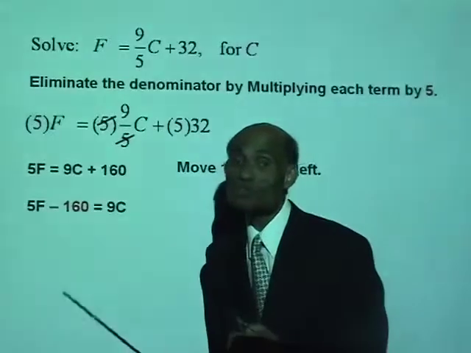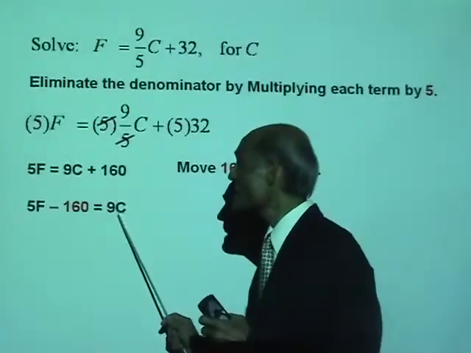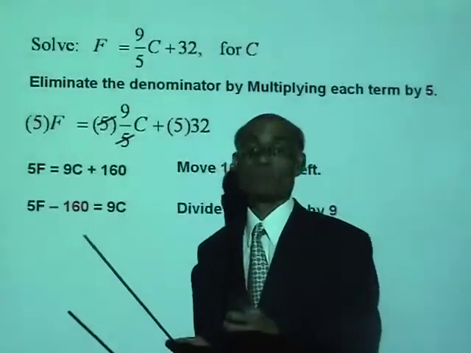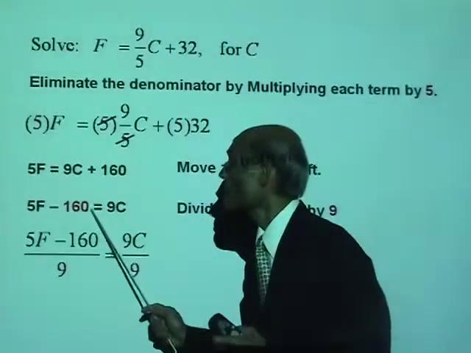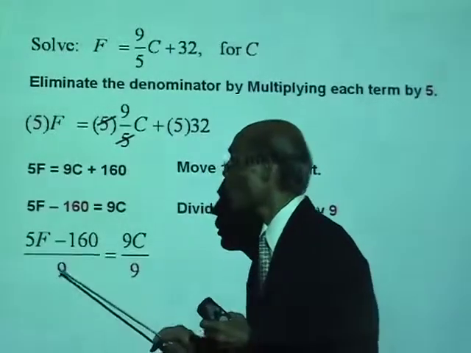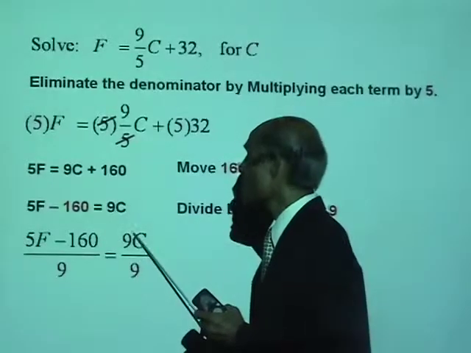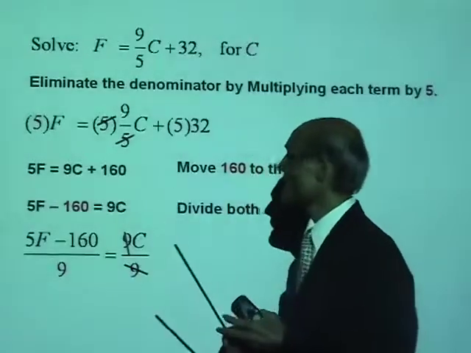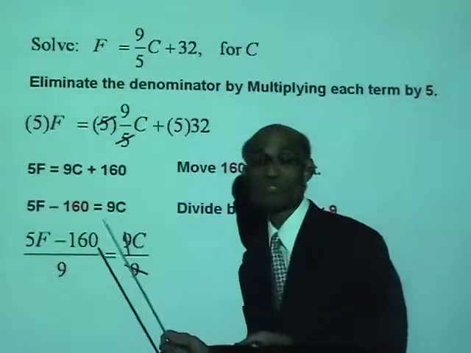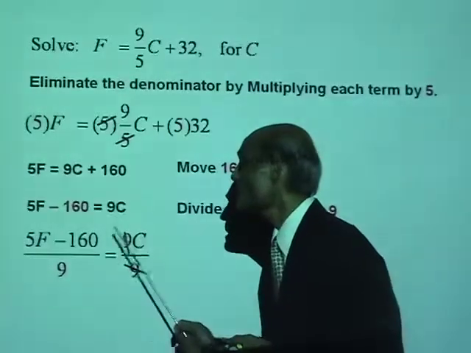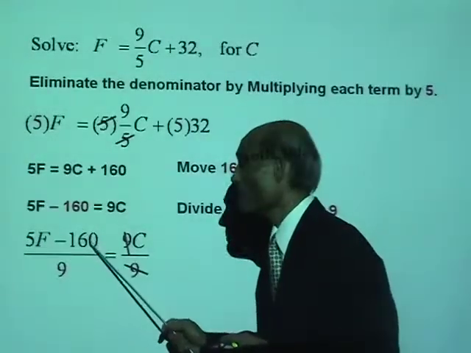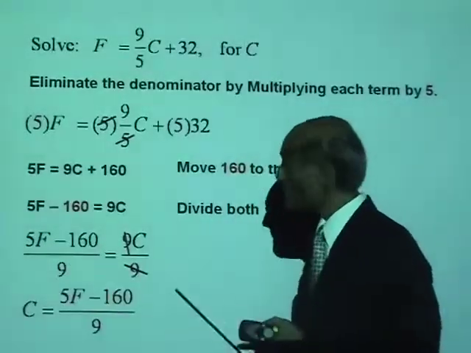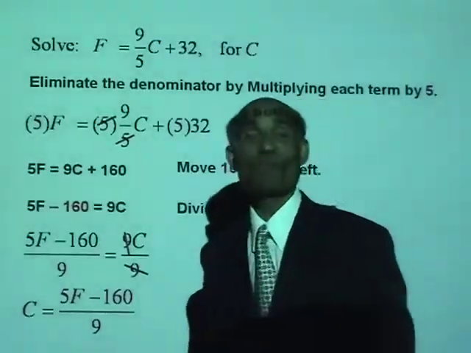And now we are close to finishing it. We want to get c alone. Divide both sides by 9. So that will be 5f minus 160 all over 9 equal to 9c divided by 9. And 9 cancels on the right. We have now solved for c. c equal to 5f minus 160 all over 9. And that is the form of c.